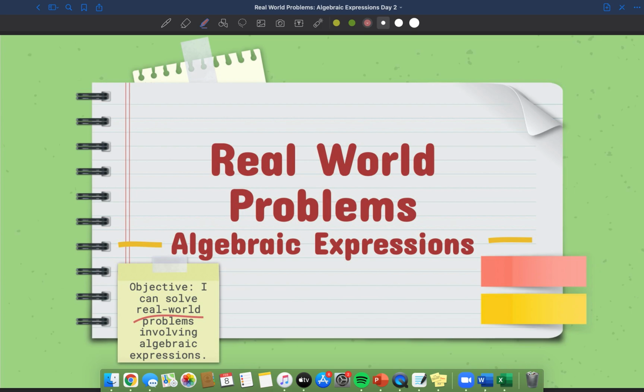And today we are learning real-world problems in algebraic expressions. Our objective is: I can solve real-world problems involving algebraic expressions.